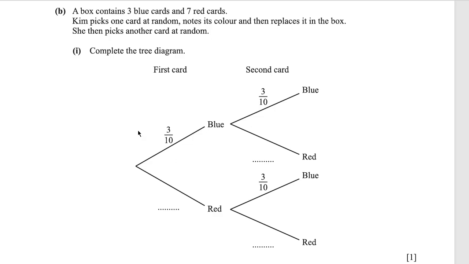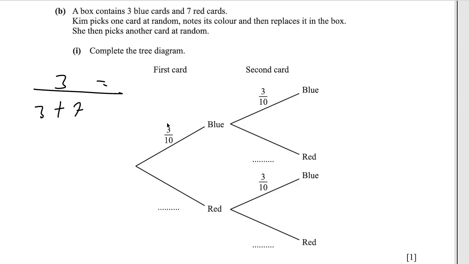So the probability of a blue card is simply 3 divided by the total number of cards, which is 10. 3 plus 7 is 10. I have 3 over 10 here. So over here, for a red card, it's going to be what? 7, because we have 7 red cards, divided by 7 plus 3, which is 7 over 10.